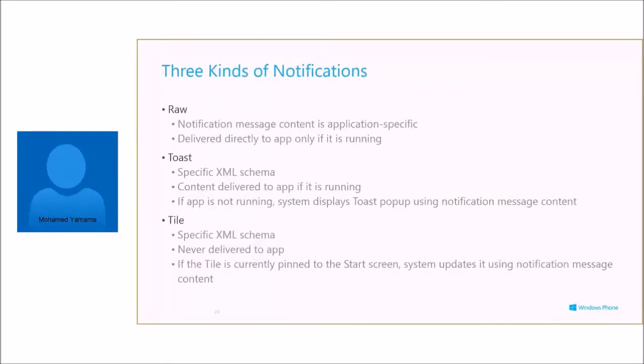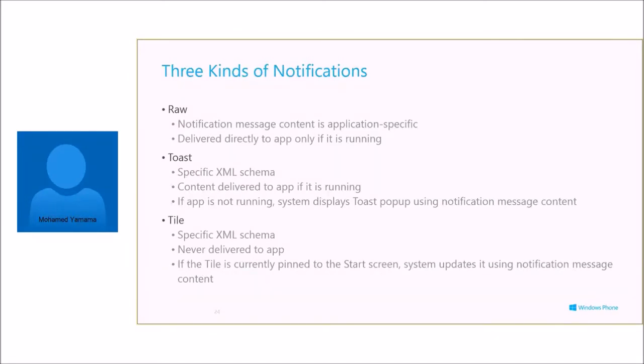On Windows Phone there are 3 kinds of notifications. There's the raw, toast, and the tile. You can use the raw notification to send information to your application. If your application is not currently running, this raw notification is discarded on the Microsoft push notification service, and it's not going to be delivered to the device.